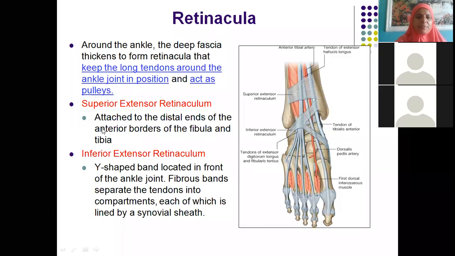Now the attachments of superior extensor retinaculum. See, this is the big toe or great toe. On the medial side we have tibia, on the lateral side we have fibula. Between the tibia and fibula, the deep fascia is thickened to form these two retinaculae, superior and inferior. This is the interosseous border, also called the lateral border of tibia, and this is the medial border of fibula, also called the interosseous border. There you will see the thickened band is attached.